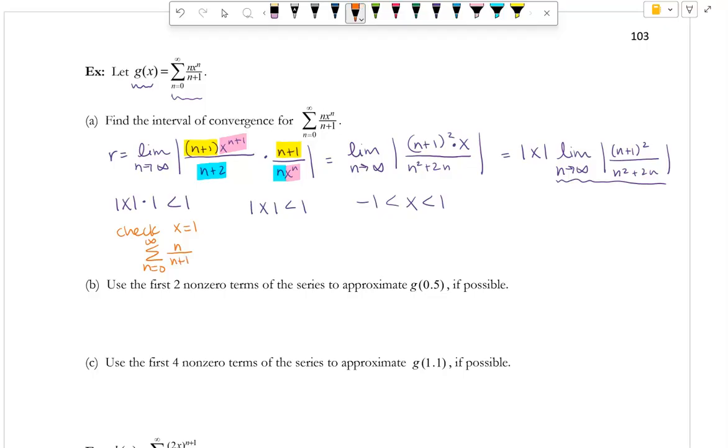When x equals 1, 1 to the nth power is just 1, so I would have 1 over n plus 1. If I look at this series, as n gets bigger and bigger, like if I plug in infinity for n, this does not go to 0. This diverges, and in fact it diverges by the nth term test. Since this diverges, x equals 1 will not be in my interval of convergence. We also have to check our other endpoint, x equals negative 1.